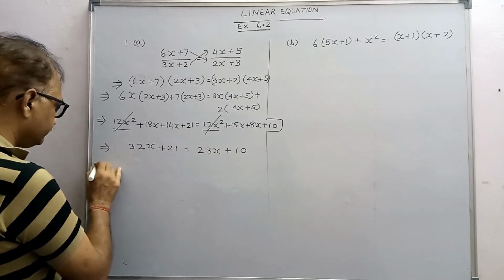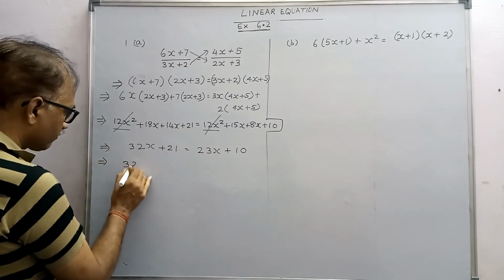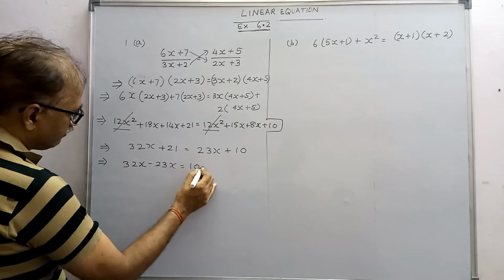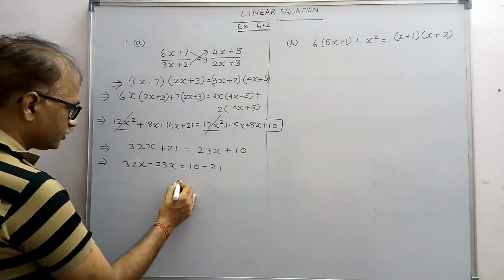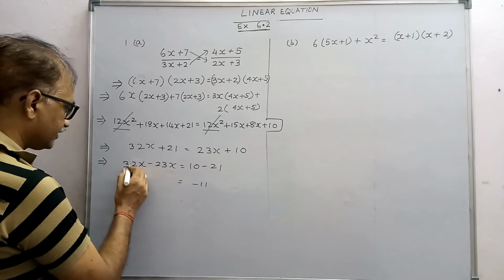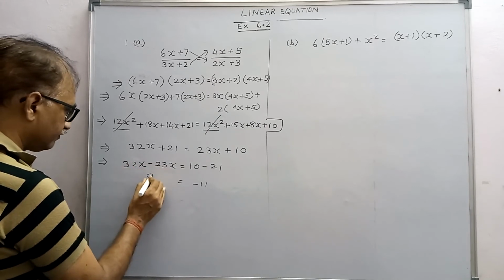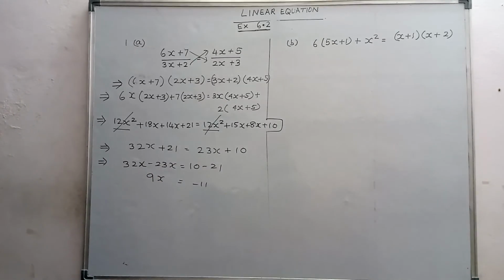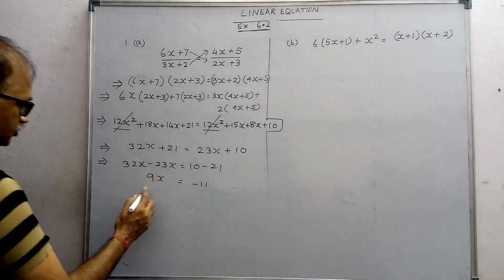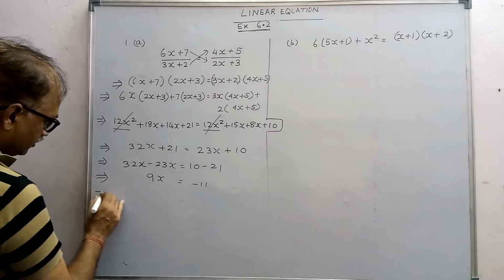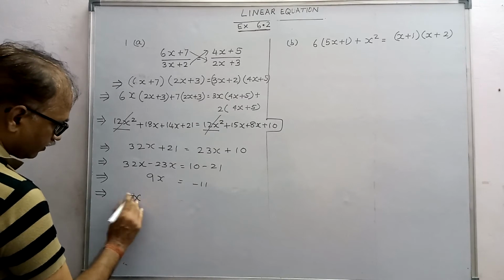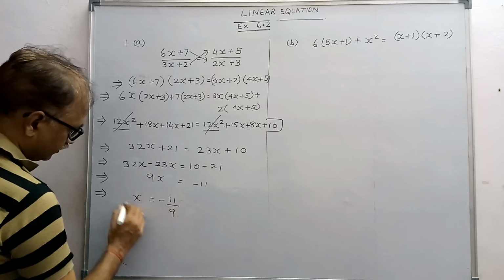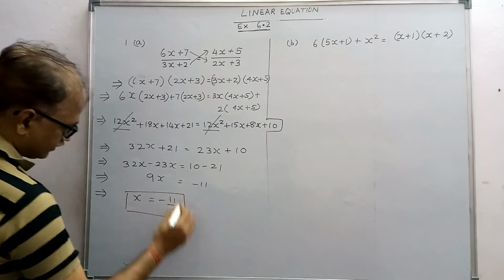So this will give you 32x minus 23x is equal to 10 minus 21. 10 minus 21 is minus 11, and this side you subtract. 12 minus 3 is equal to 9, and 2 minus 2 will be 0, so 9x. This implies 9x is equal to minus 11. This implies x is equal to, divide by 9, minus 11 upon 9. This is your answer. x is equal to minus 11 upon 9.